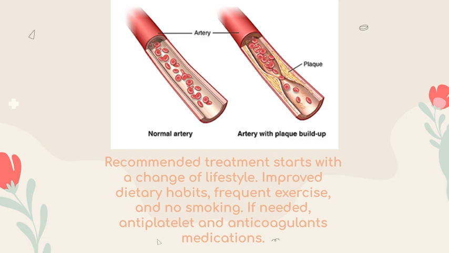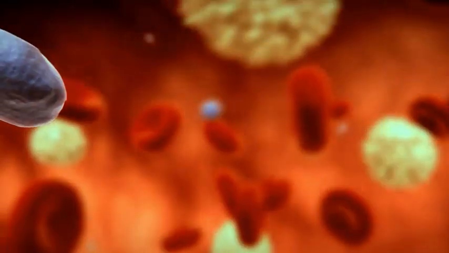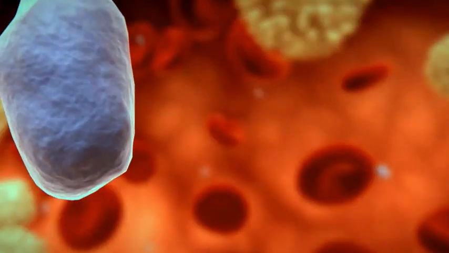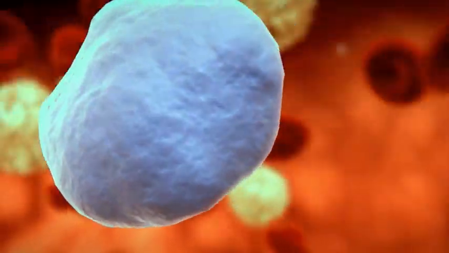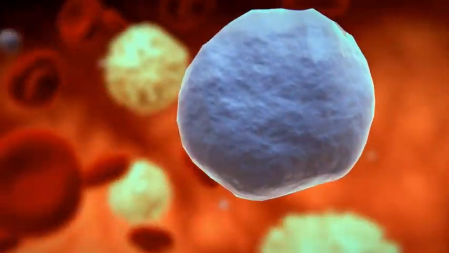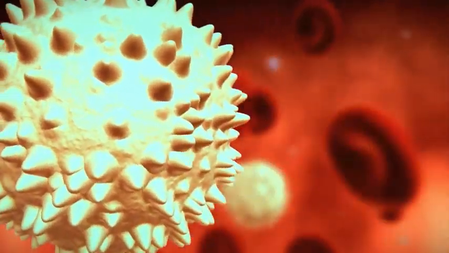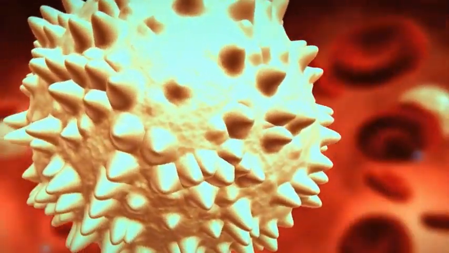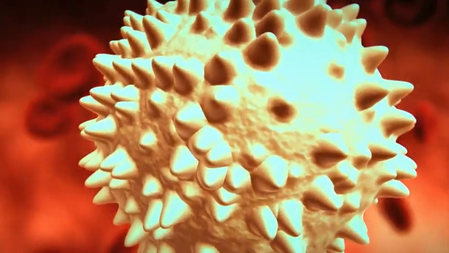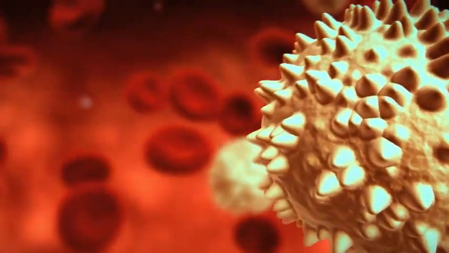Some early ways to prevent this would be a change of lifestyle: improving your diet, exercising frequently, and not smoking. If needed, you can take antiplatelets, which decrease the ability of platelets in the blood to stick together, or anticoagulants, also called blood thinners, which decrease the ability of the blood to clot. These medications should help loosen plaque buildup so you don't need surgery.